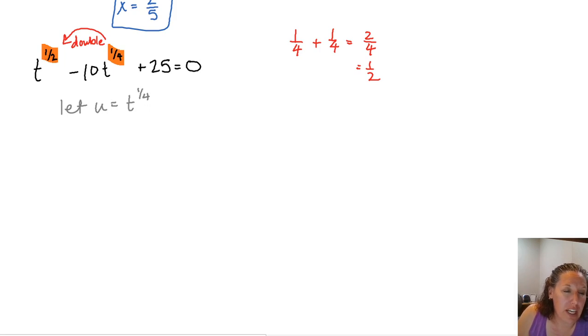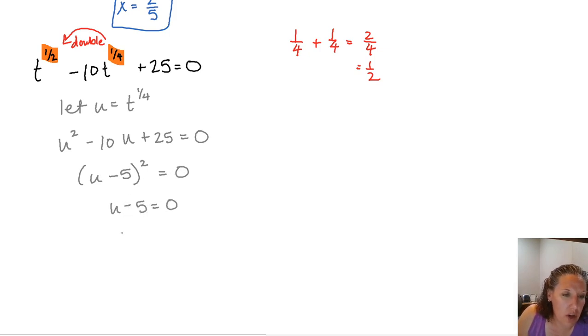We were doubling it, so instead of t to the 1/2, we'll have a u squared. T to the 1/4 is our u. And so we get the equation u squared minus 10u plus 25 equals 0. Again, that one factors quite nicely as a perfect square trinomial. Factors of 25 that add to -10 are -5 and -5. So we get u minus 5 quantity squared. And just like we saw in the other one, we can take the square root. We're going to end up with just u minus 5 equals 0. So u is equal to 5.